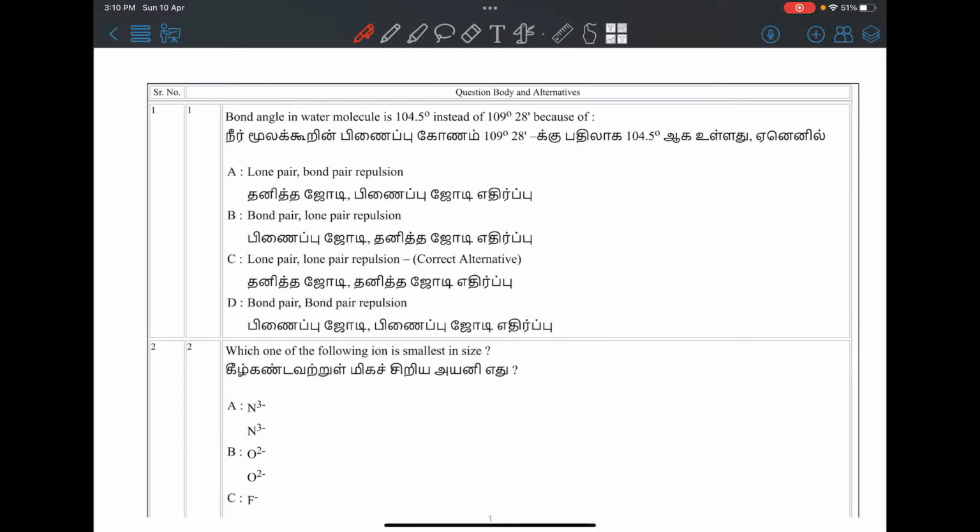இந்த வீடியோவில் PGTRB கெமிஸ்ட்ரி எக்ஸாமோட அஃபிஷியல் ஆன்சர் கீ பார்க்க போகிறோம். 1 to 150 கொஸ்டின்ஸ் இருக்குது. அது எல்லா கொஸ்டின்ஸுக்கான அந்த அஃபிஷியல் ஆன்சர் கீ இந்த வீடியோவில் நம்ம பார்க்கலாம்.